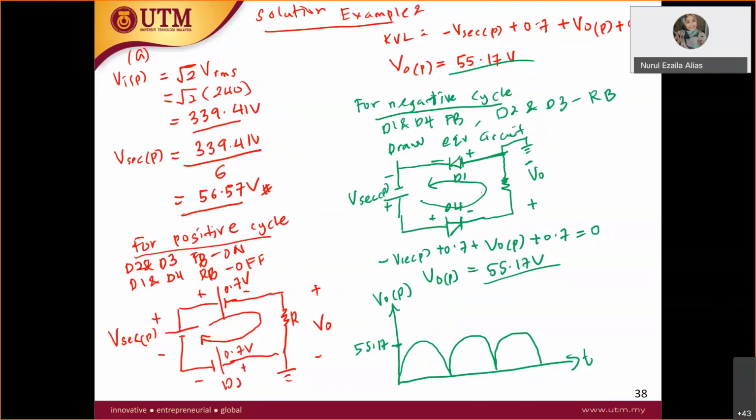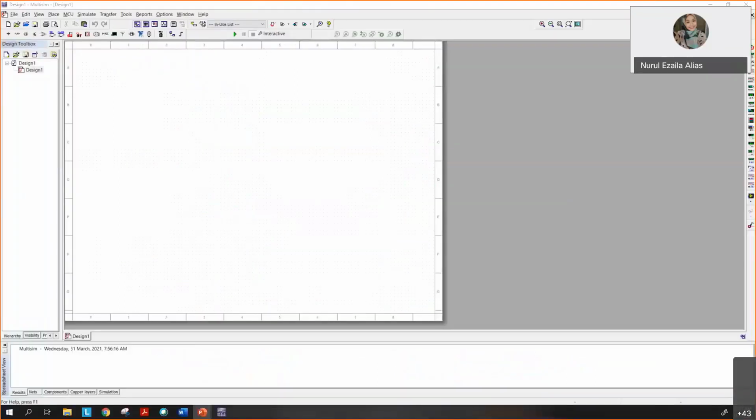So this is the solution for part 1. Now let's do the solution for part 2. Wait, can you give me a second? It's a bit delayed here. For part 2, calculate the average as well as the peak inverse voltage. I need to have another slide here.